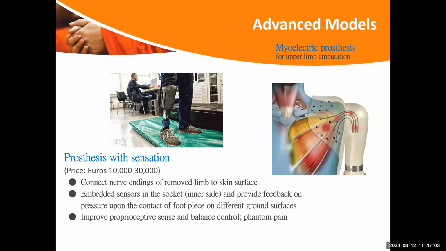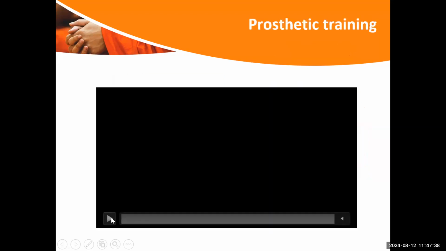This one costs 10,000 to 30,000 euros. This is called the myoelectric prosthesis. It is much more functional, but you need to train how to use it because you are using different muscles. I will talk about this later, with an example of a surgery, and then you will understand.